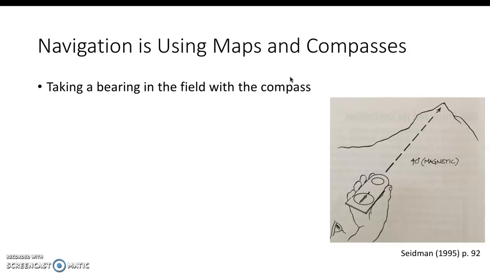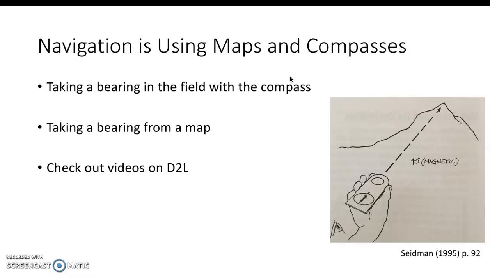Navigation is using maps and compasses. So as we use this term navigation, technically, we're using maps and compasses. We take bearings in the field with a compass. We can also take bearings from maps. As I said, there's a bunch of videos on D2L, but a bearing gives us basically a handrail or a trajectory to follow. And there's a variety of techniques to use it.